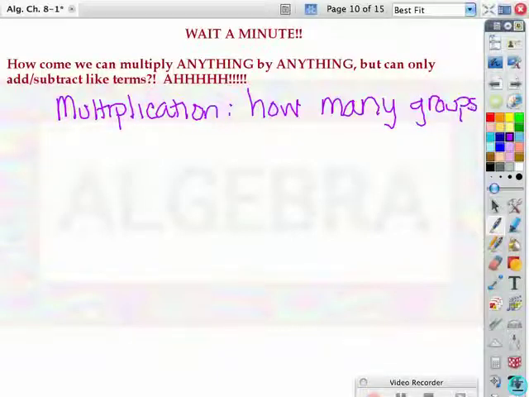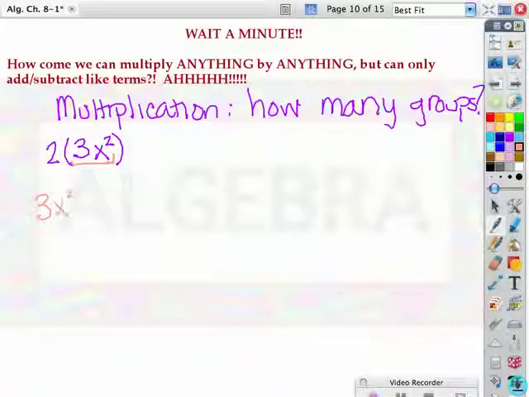So if you see something like 2 times 3x squared, what that really means is you have 2 groups of this term. So you have 3x squared once, and then you have 3x squared again. Okay, that's what this 2 out here means.